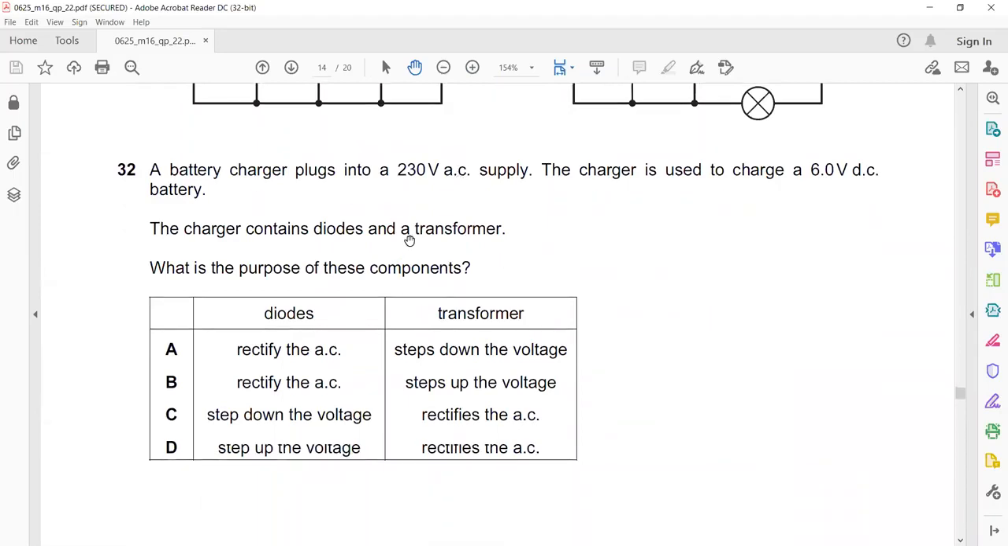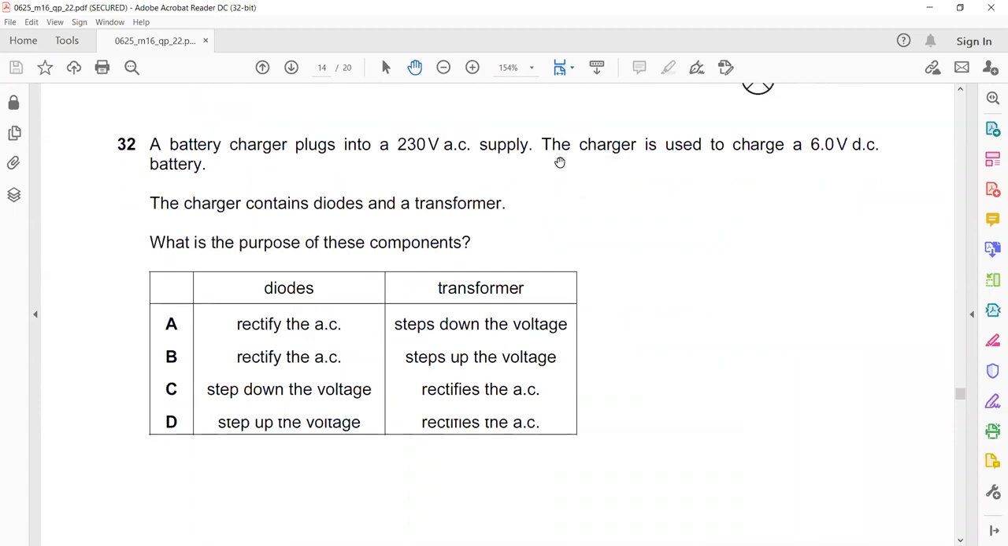A battery charger is plugged into a 230 volt AC supply. The charger is used to charge a 6 volt DC battery. A charger contains a diode and a transformer. What is the purpose of these components? What is the purpose of the transformer? Input is 230 and output is 6. And what is the purpose of the diode? Input is AC and output is DC.